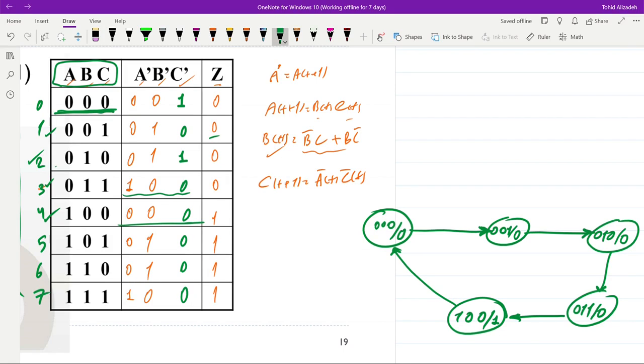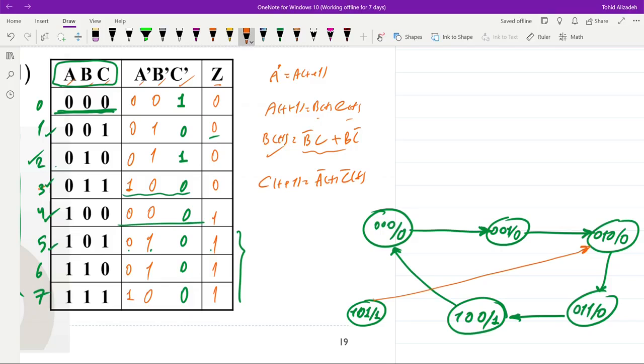And we have 3 more states to consider. If we are in 1, 0, 1, the output is equal to 1. And the next state is 0, 1, 0. And you can see that it is here.